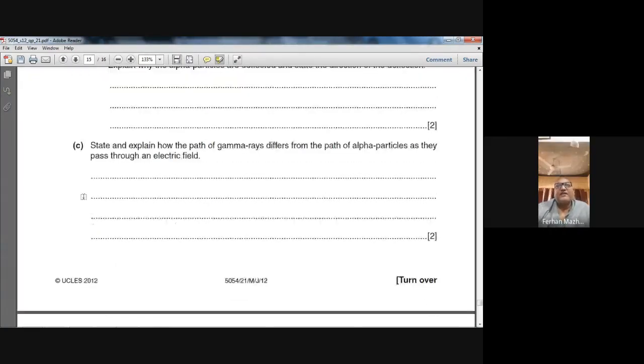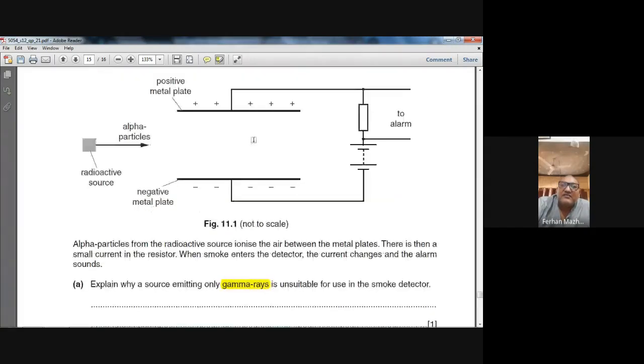State and explain how the path of gamma rays differs from the path of the alpha particles as they pass through an electric field. You know, the gamma rays are neutral. They have no charge on them. So when the gamma rays pass through these plates, the positive and negative plate, because the gamma rays have no charge on them, the gamma rays are neutral.